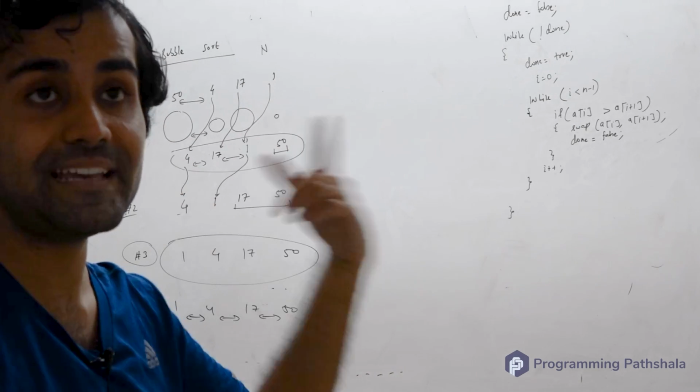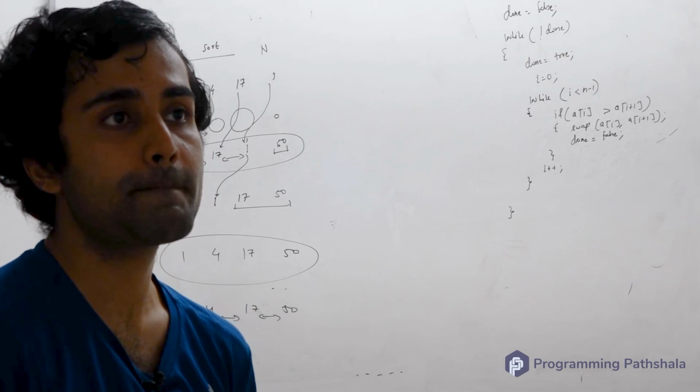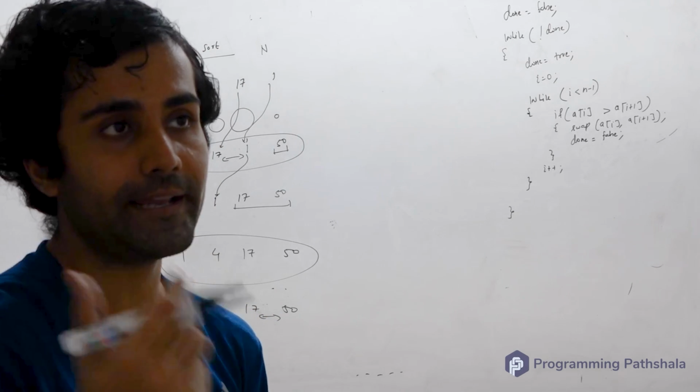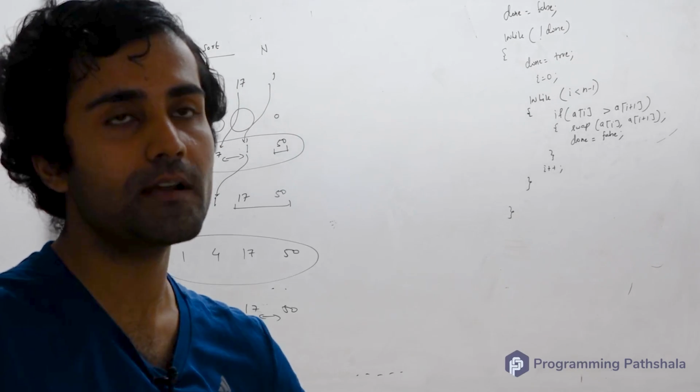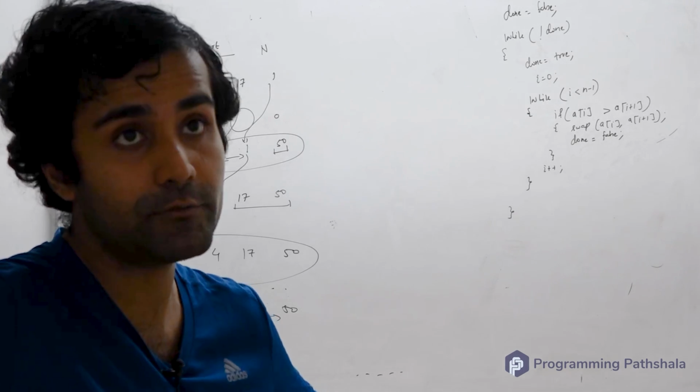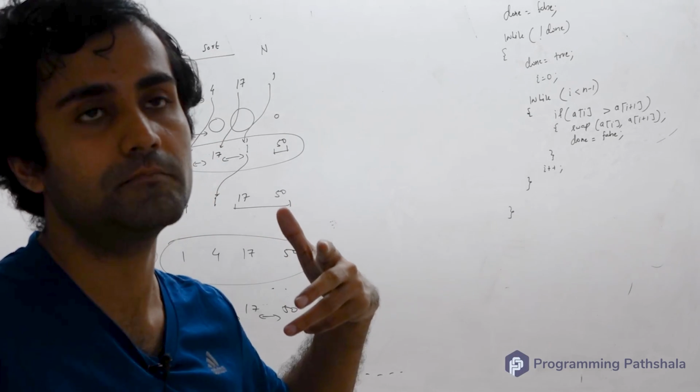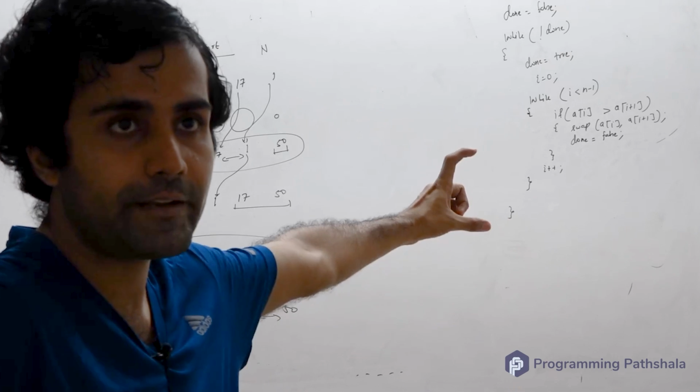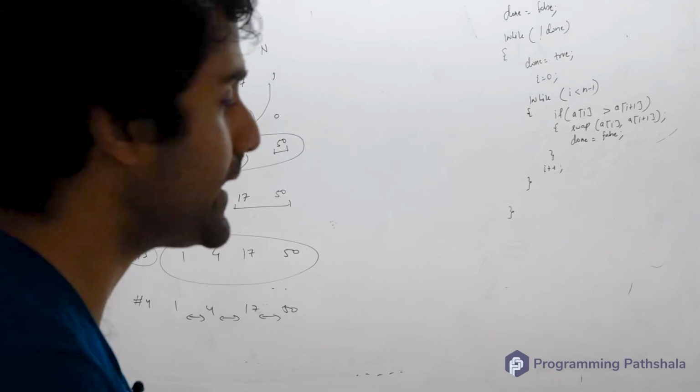and best case time complexity? Best case time complexity will be order n, because immediately after the first round, you will see that the array was sorted and done will become true and the if condition would never be true. So you can immediately break out. Okay, great.